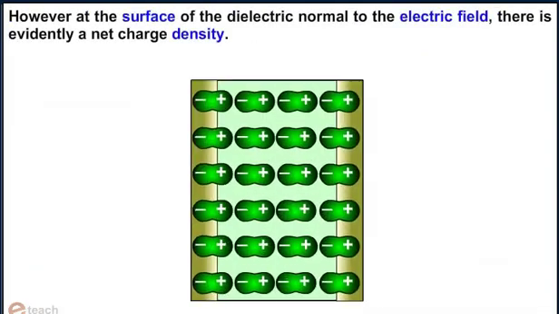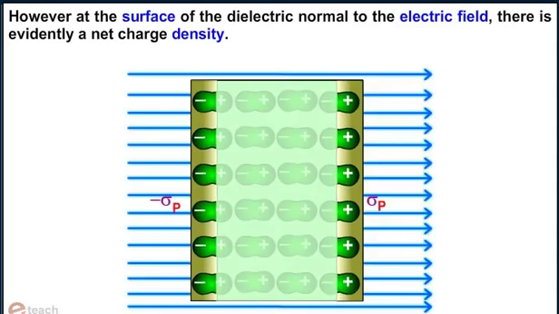However, at the surface of the dielectric normal to the electric field, there is evidently a net charge density.